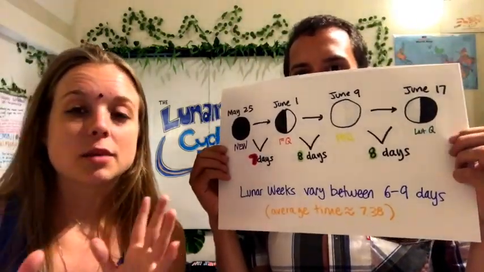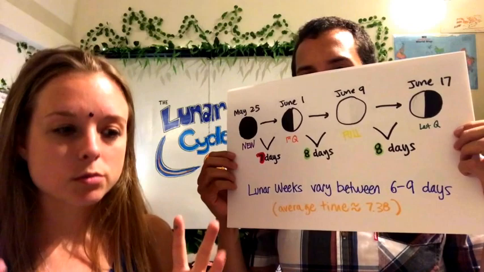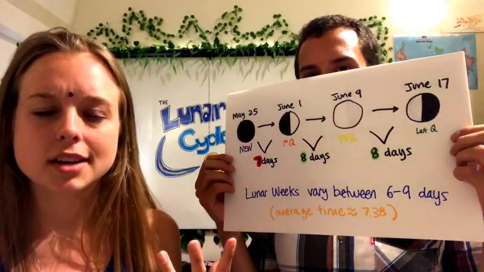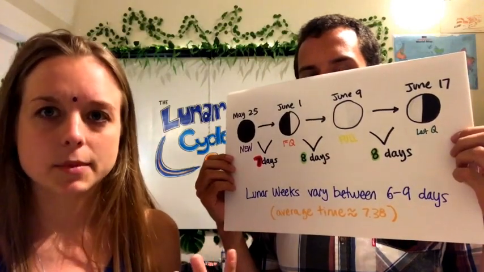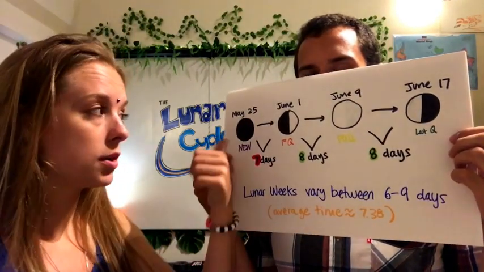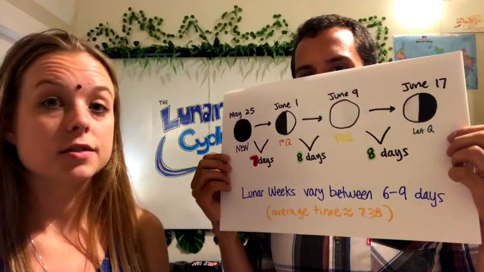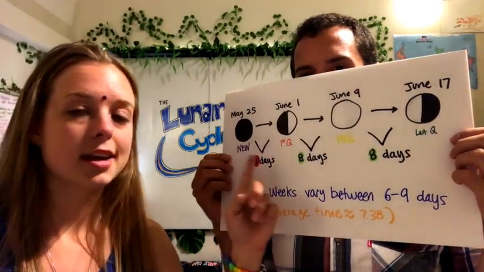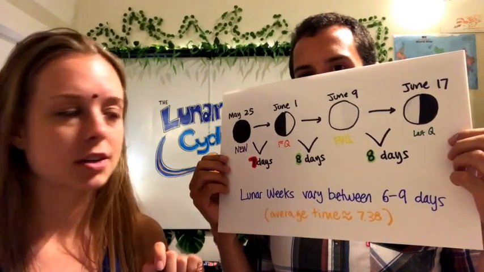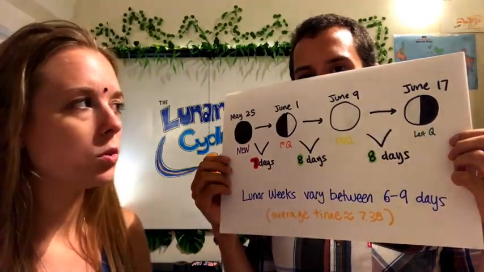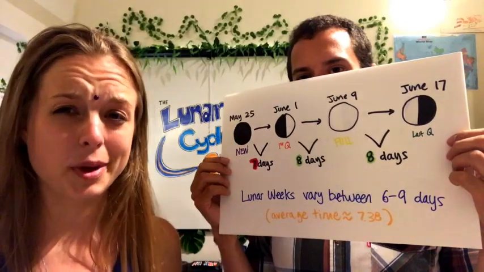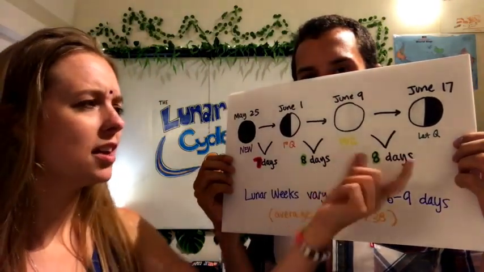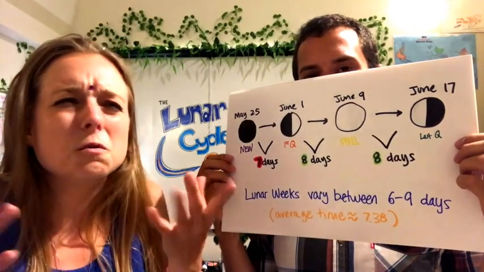Also, it's important to note that as we are moving through the lunar cycle, sometimes the lunar weeks take more time or less time. So we came to you last week on May 25th, which was the new moon. And this week we're coming to you on June 1st, which is the first quarter moon. 7 days between these two episodes. But next time, we're going to come to you on June 9th, which is when the full moon will be. And there are 8 days between that. Then our 4th episode is going to have another 8 days between it. So what's up with this?